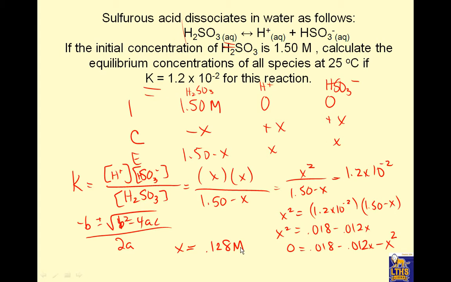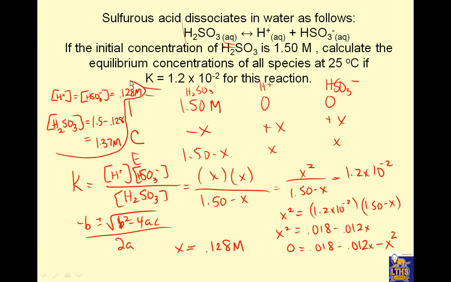But what does that mean? Well, that means that at equilibrium, the hydrogen concentration, X, is going to be equal to the HSO3 minus concentration, which is going to be equal to 0.128 molar. And then the concentration of H2SO3 is going to be equal to 1.5 minus 0.128 equals 1.37 molar. So now you have another example problem of how to use a quadratic.